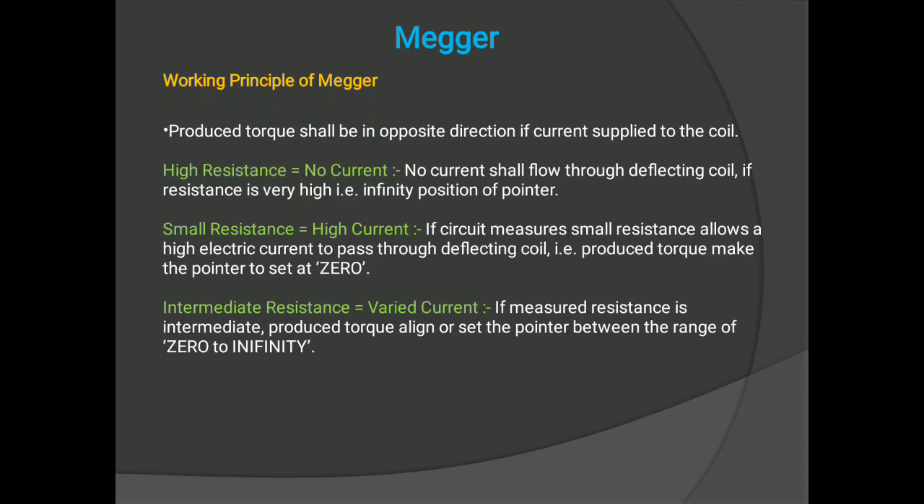Now there are 3 points. Number 1, high resistance equals no current. No current will flow through the deflecting coil if resistance is very high, the infinity position of the pointer. Number 2, small resistance equals high current. If the circuit measures a small resistance, it allows a high electric current to pass through the deflecting coil, which makes the pointer set at zero. Third one, intermediate resistance equals varied current. Here, if the measured resistance is intermediate, the produced torque sets the pointer in between the range of 0 to infinity.